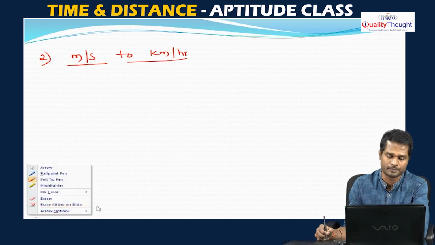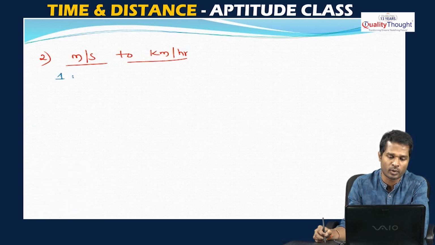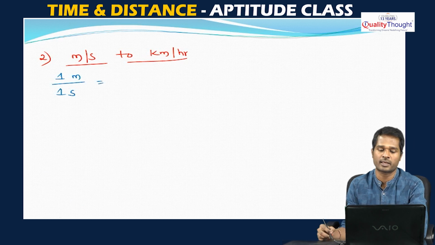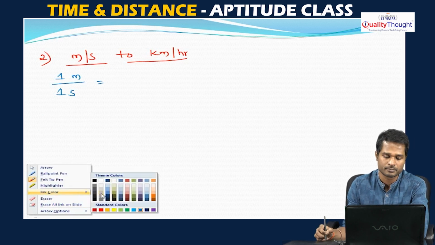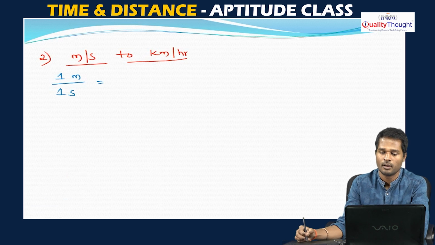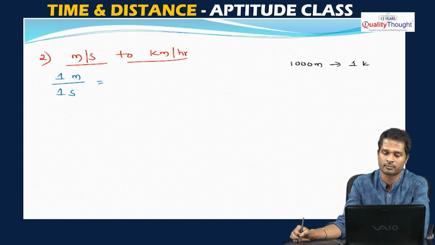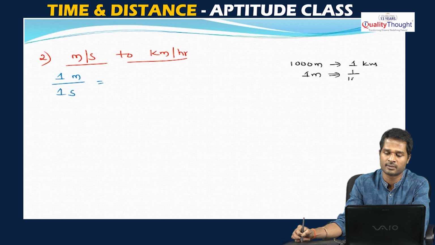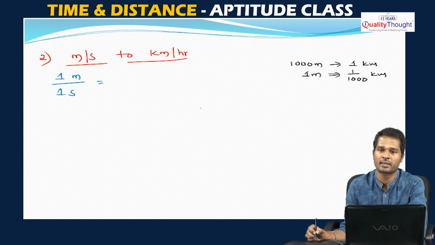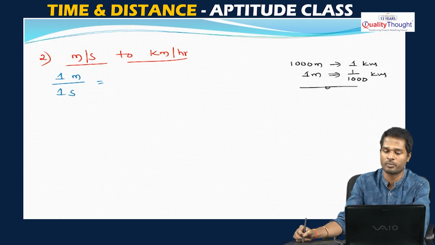So how will we write it? Let's see, this is 1 meter per 1 second. We need to know a few things here. See here, we just now wrote 1000 meters. 1000 meters is nothing but 1 kilometer. Then 1 meter is 1 by 1000 kilometers.